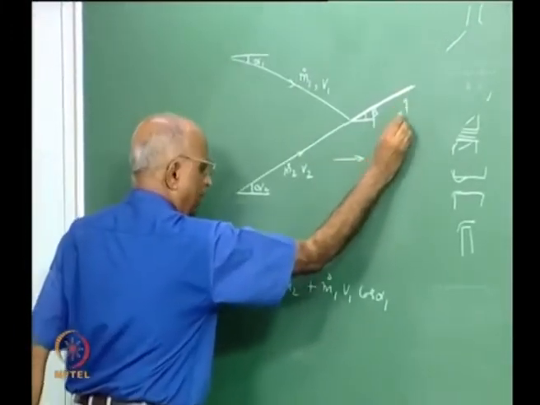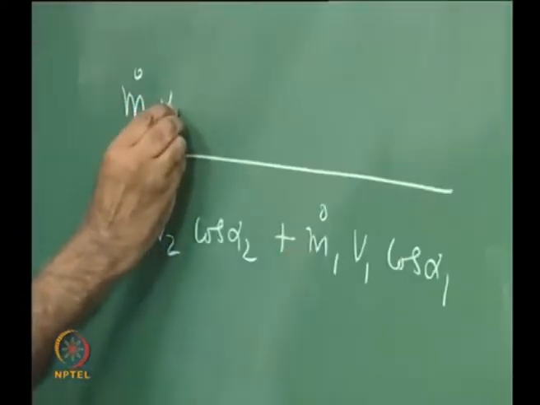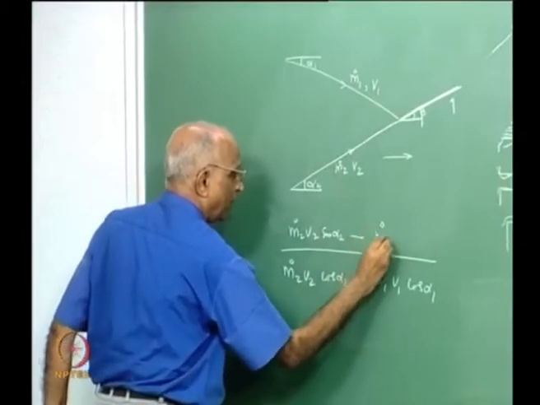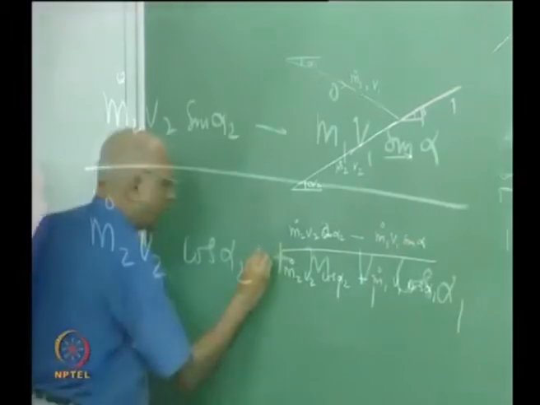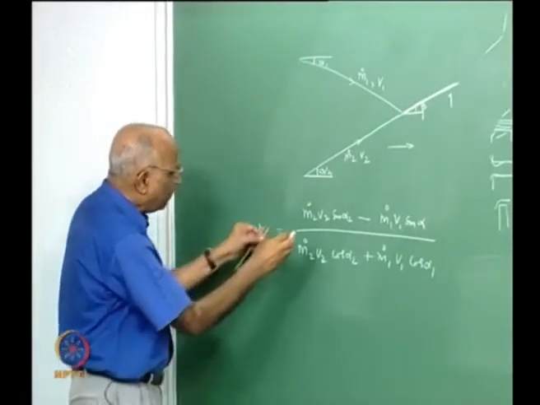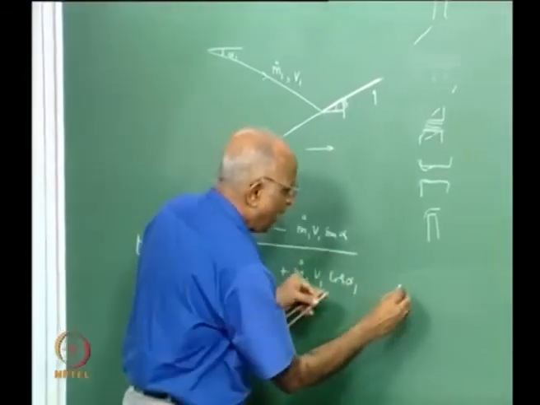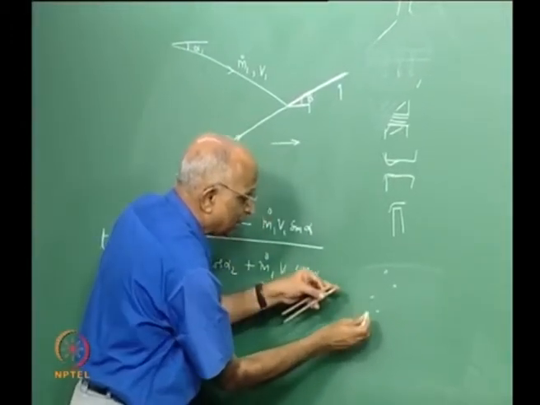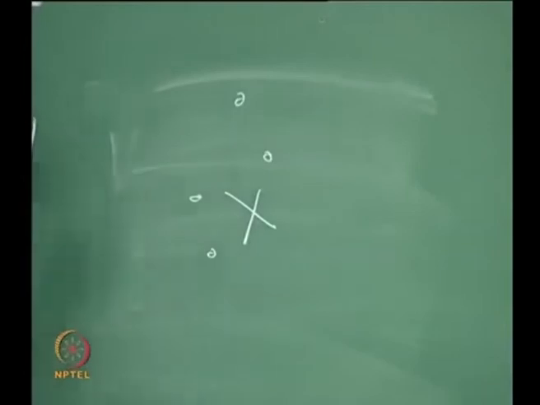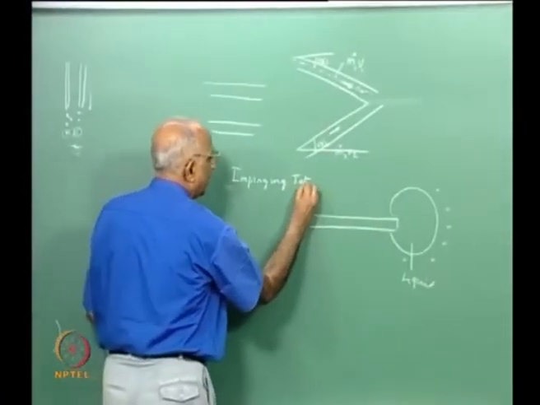And what is the vertical component over here? If I write the vertical component, I get m dot 2 into v 2 into sin alpha 2, minus, since this is in the downward direction, m dot 1 v 1 sin alpha 1, and the ratio of the two must be equal to tangent of beta here. Therefore, depending on the angles I choose and the momentum I get, I can get any angle beta I want. If I have one set of holes like this and another set of holes like this, by changing the angle, I can make one spray fan like this and the other spray fan like this, and I can mix them better. And this is the principle of impinging jets or impinging jet injectors.